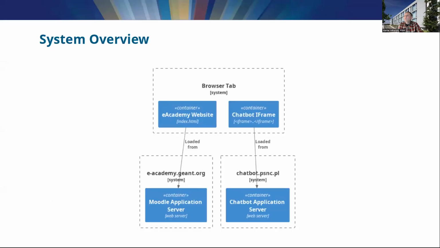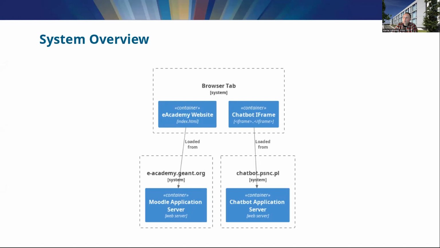This diagram outlines the high-level software architecture for an ecosystem that integrates the e-learning platform GÉANT eAcademy with the chatbot application. This architecture aims to provide a seamless user experience by allowing users to interact with both systems within a single browser tab. This simplified diagram illustrates the following concepts.